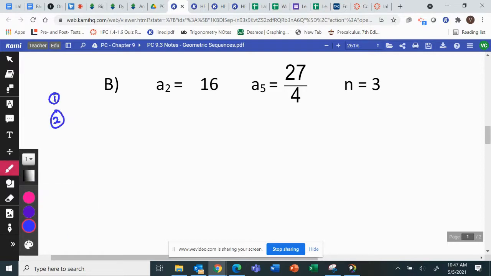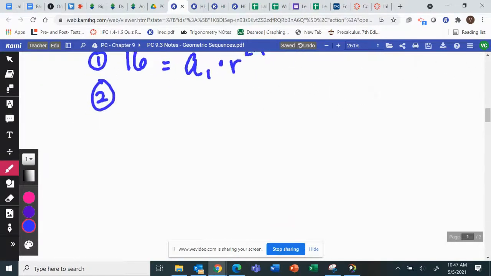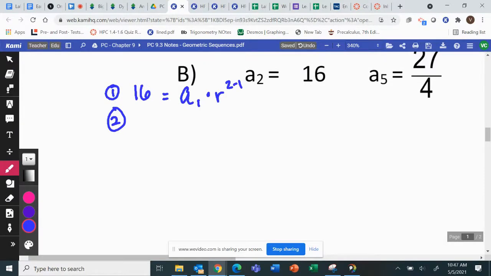We have 2 unknowns. I'm going to use A sub 2 equals 16 for the first equation. So we'll have A sub n, which is 16, equals A sub 1 multiplied by R to the 2 minus 1. So that would be my first equation. Plugged in the information that I knew. Second equation is going to be 27/4 equals A sub 1 multiplied by R to the 5 minus 1. So 2 equations, 2 unknowns. We're going to have to solve for A sub 1 and we're going to have to find R.